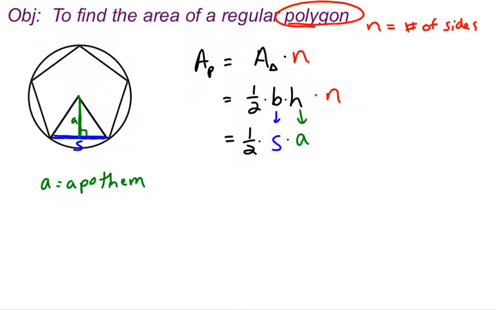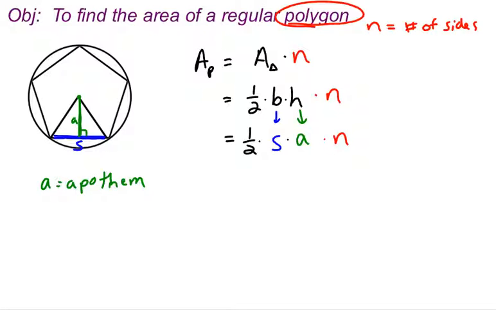New word for you, the height of the triangle is actually the apothem. That would be the distance from the center of the polygon to any one of the sides, distance of course measured at the perpendicular. Okay, so we've got our apothem as the height of our triangle, and then we're going to multiply that times n, the number of sides.